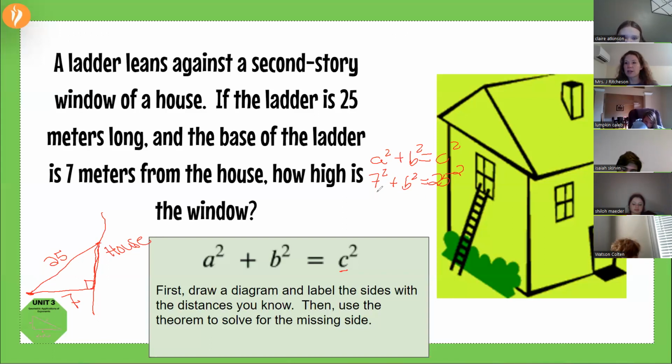So what is 7 squared? Please tell me, what is 7 squared? Somebody either speak or type. What is 7 squared?